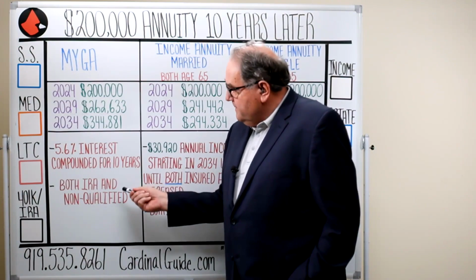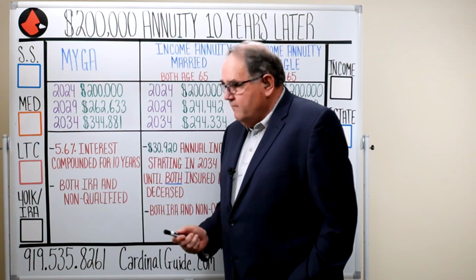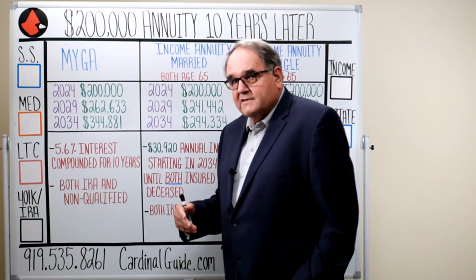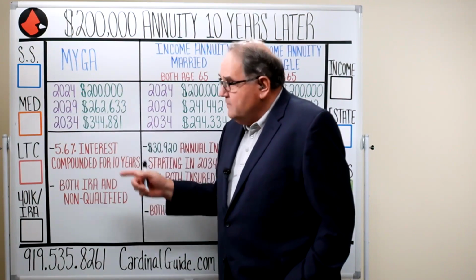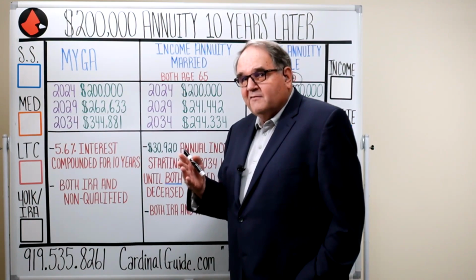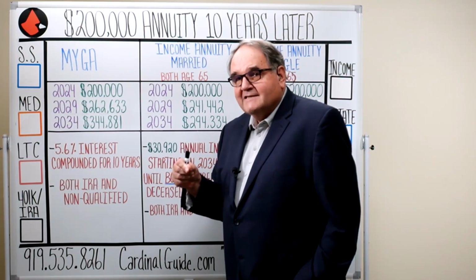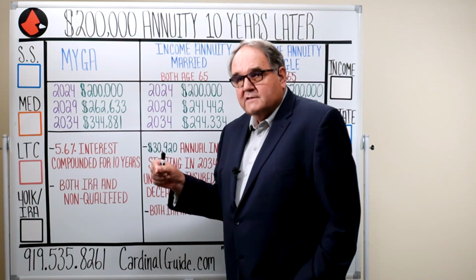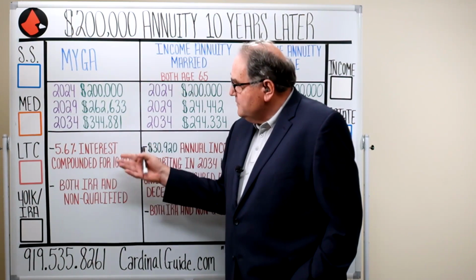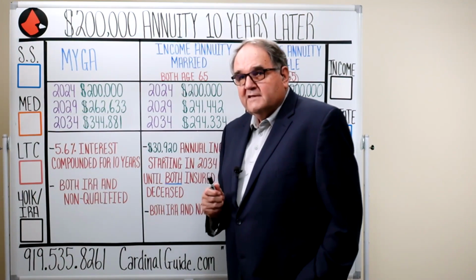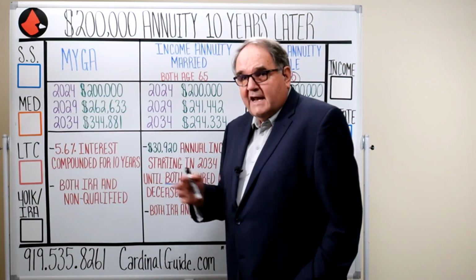If you also do this with non-qualified money that you're currently paying taxes on the interest, because this is an annuity, that's going to be tax deferred. So you're not going to pay taxes on the accumulating interest. You also have the option with this company to just get a check for the 5.6% interest every month. So you could set that up.